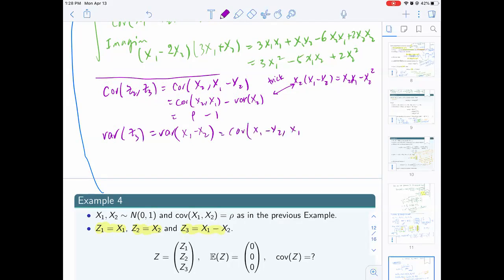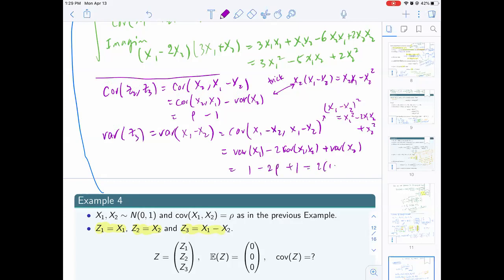Right, let's do this. So to remember, this is the covariance of X1 minus X2 with itself. Okay? Then how do you expand this? So this is like X1 minus X2 squared, which is just X1 squared minus 2 X1 X2 plus X2 squared. So that would be variance of X1 minus 2 covariance of X1 X2 plus variance of X2. So if you remember it this way, you shouldn't get into any trouble, never. So minus 2 rho plus 1, you get 2 minus 2 rho.